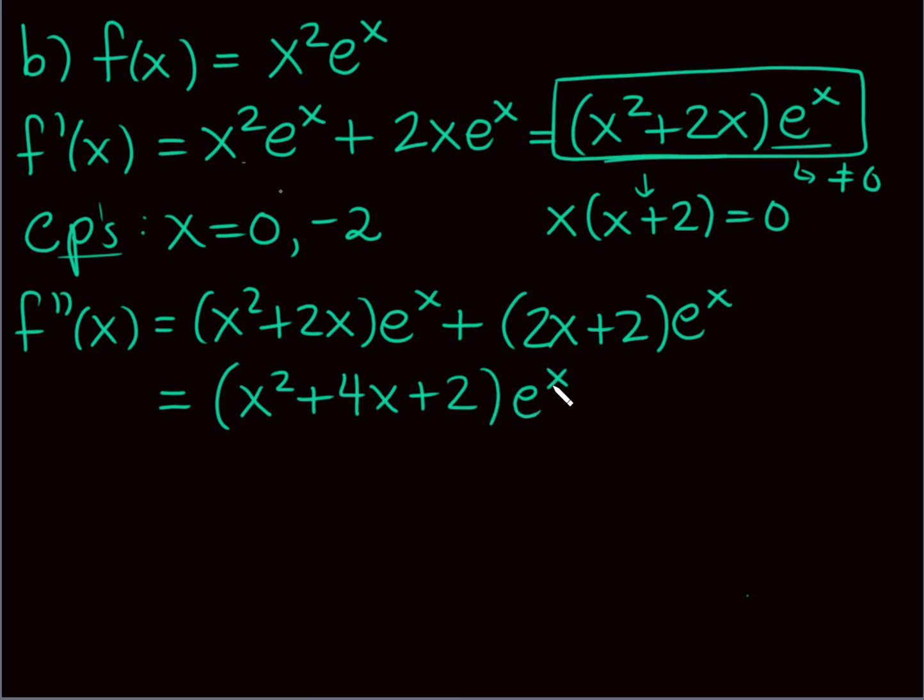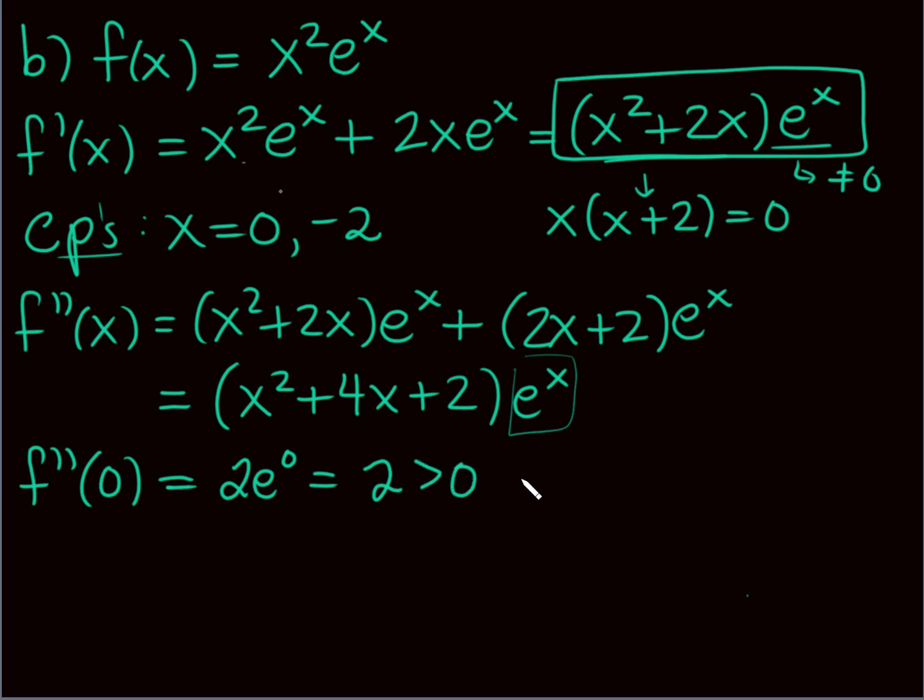And now, when I go to test my critical points, we know this is always positive. So actually I could ignore the e to the x. I'm not going to, just because I don't want you to get in the habit of that. And sometimes it's like, well, do I know that or do I not know that? But if I plug in 0, I get 2 times e to the 0. So this is 2, right? And that is positive. Therefore, it's concave up. So what do we have right here? We have a local min.